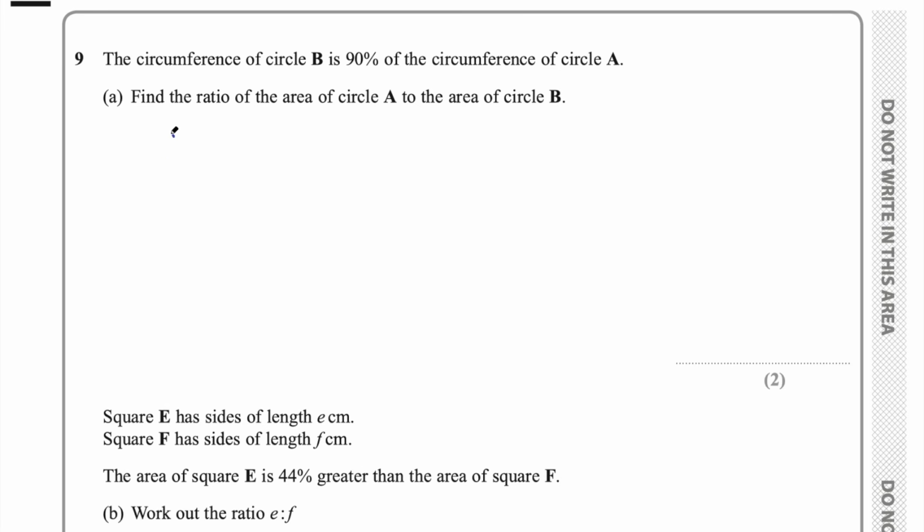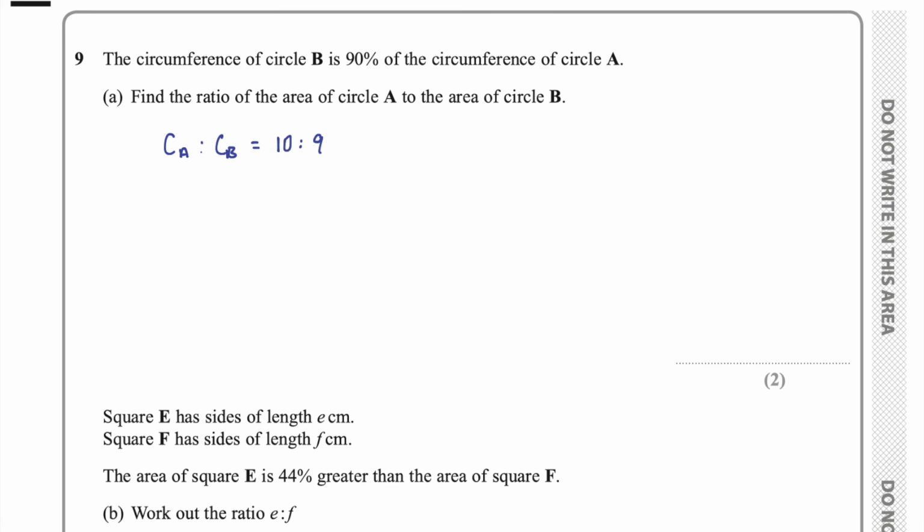So circle A, the circumference of A to the circumference of B. Now the circumference could be anything, right? We can let this number be anything. An easy number to use is 10 because 90% of 10 is 9. So we can represent the ratio of the circumferences as 10 to 9.